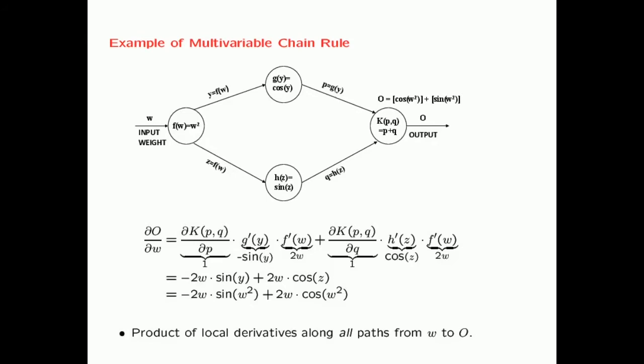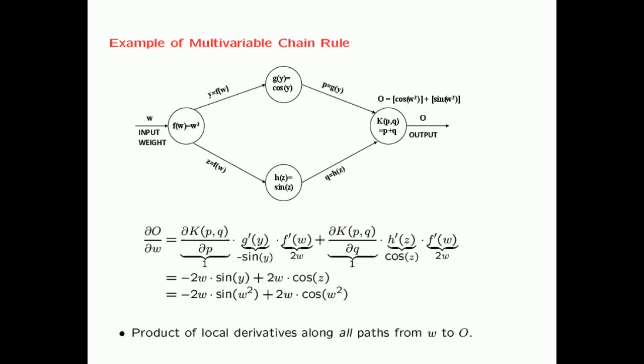Then for each of these, you have a final node which adds them. That computation node just performs a simple addition of its two inputs. So your output is just the sum of cosine w square plus sine w square. Now let's say you wanted to find the partial derivative of O with respect to W. We can use the multivariate chain rule. For the final output node, you differentiate with respect to its two incoming nodes.